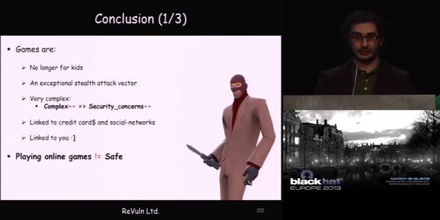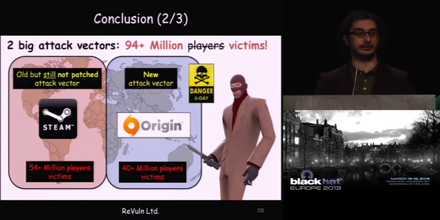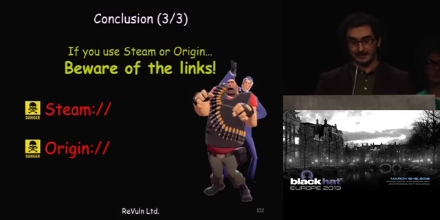So after today, we showed you that the Steam attack vector is still active with its almost 60 million users. And after today, in our 0 day, you know that you can even use Origin to trigger remote code execution on victim systems. So in total, you have almost around 100 million possible victims around the world. So if you are a Steam or Origin user, beware of the links.